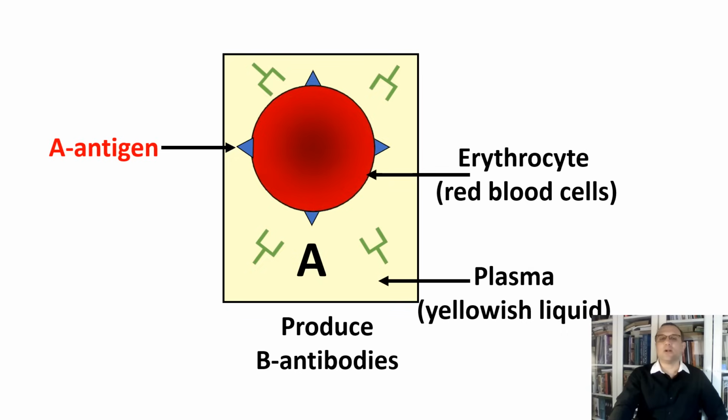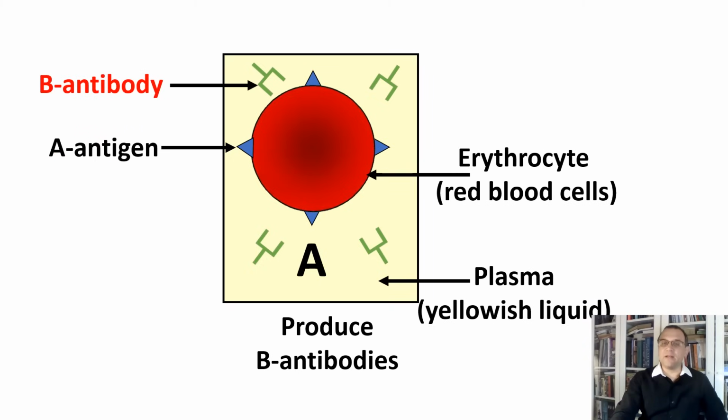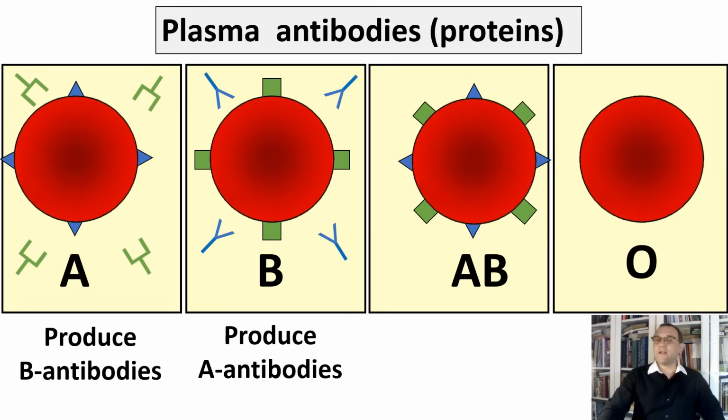Since we are taking a look at type A blood, we see the A antigen on the surface of the cell. And we see B antibodies since it is type A blood. Remember, plasma cells of type A blood produce B antibodies. And in the group type B, plasma cells produce A antibodies, so they can bind to A antigen and destroy it. Different types of blood could be deadly enemies.